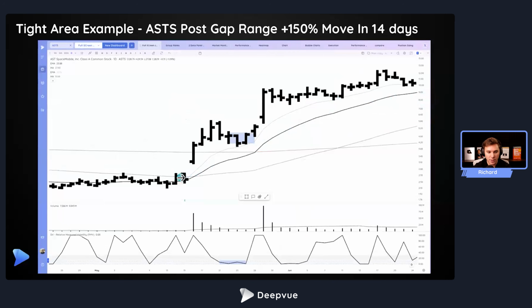ASTS, this of course was one of the monster winners from this year. Huge catalyst base gap. Then what does it do? It sets up that post gap U-turn we talked about. Tight area, you can see RMV going to zero right before it breaks out. And then this set up multiple high tight flags where each of those buy points were identified by RMV as well. And this moved 150% in 14 days and then 1,000% over the course of the next few months there.